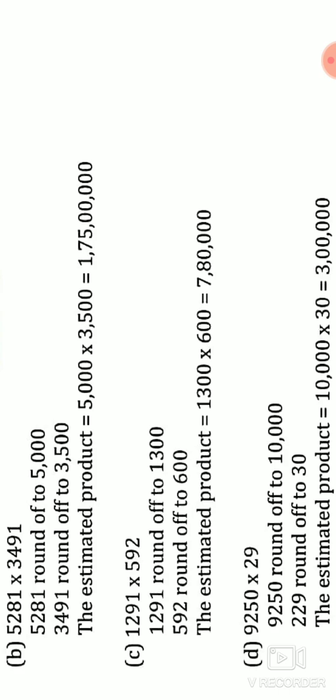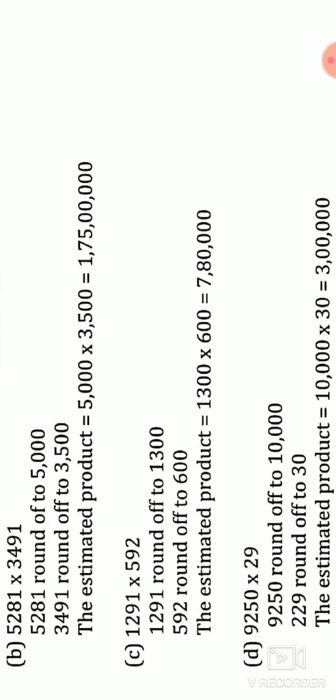Similarly, you have to round off 3491 to its nearest 100 value. 3491 rounded off to its nearest 100 value is 3500. Therefore 3491 rounds off to 3500. Here you have to find the estimated product of 5000 and 3500.